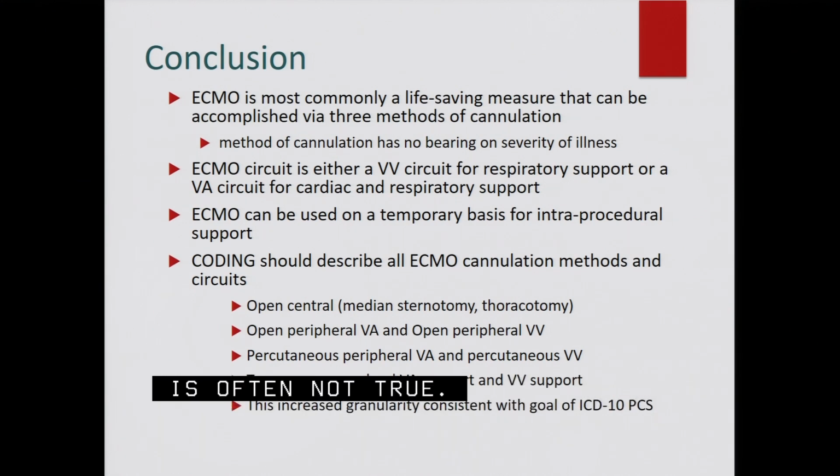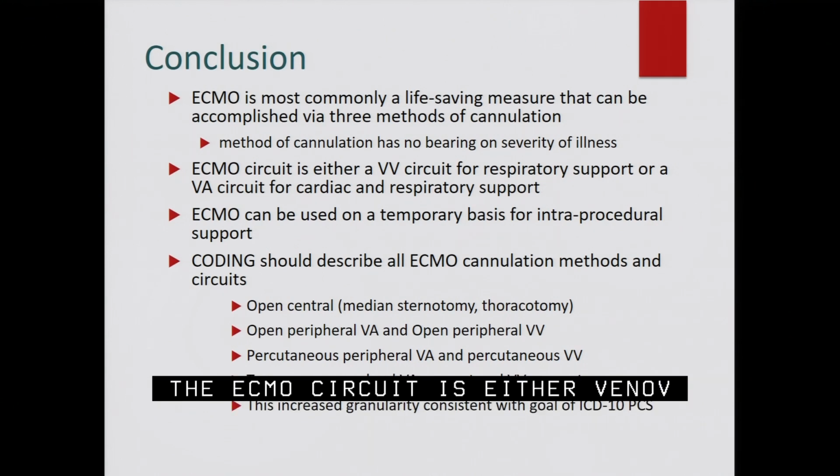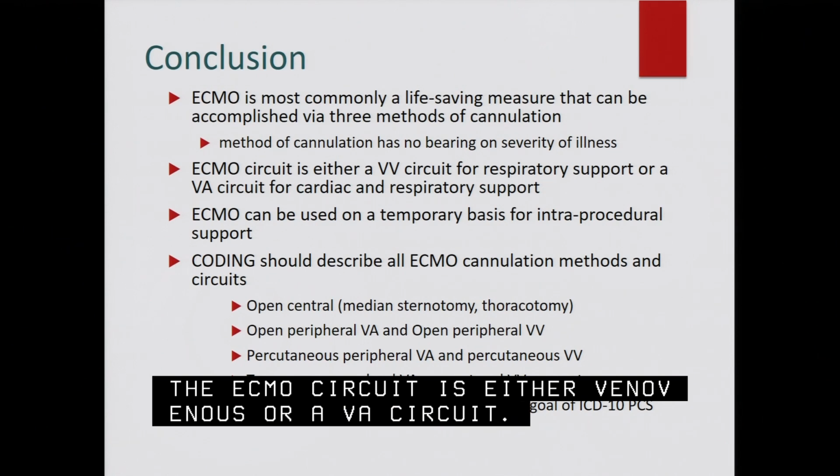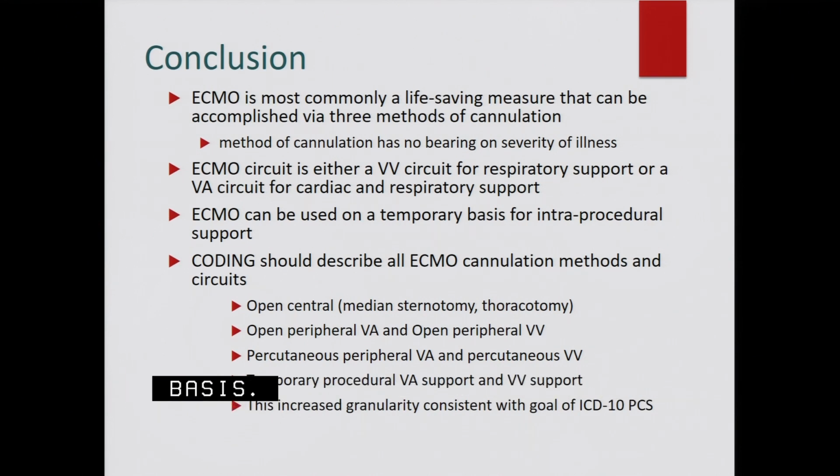The ECMO circuit is either a veno-venous circuit to support respiratory support, commonly for things like influenza, until patients' lungs recover, or a VA circuit for cardiac and respiratory support. ECMO can be used on a temporary basis for intraprocedural support. And so we think that coding should describe all ECMO cannulation methods and circuits.